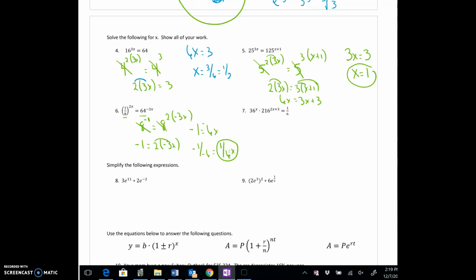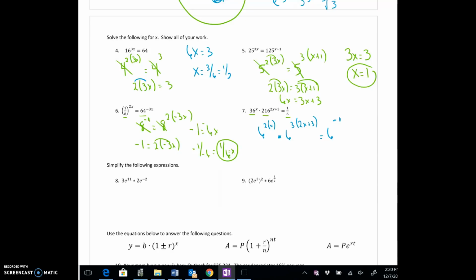So on 7, the common base between 36, 216, and 6 is 6. So I'm going to take the first problem, and I'm going to rewrite that as 6 to the second power. There's the original exponent. Whoops, sorry, that's a times there. 6 to the third power is 216 with the original exponent. And 6 to the first is 6, and then the negative makes it an exponent.